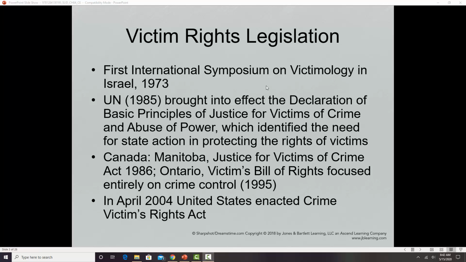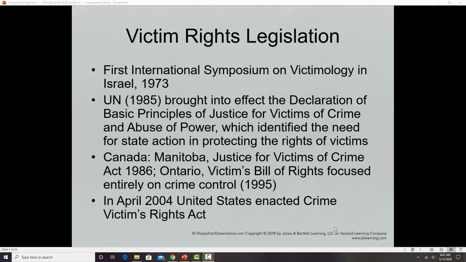So all of those things that were passed in the 1980s were directly related to victims, addressing the right to victim services, victim compensation, victim witness assistance, domestic violence programs, sexual assault prevention programs. All of these legislative acts that were passed were directly related to victims.